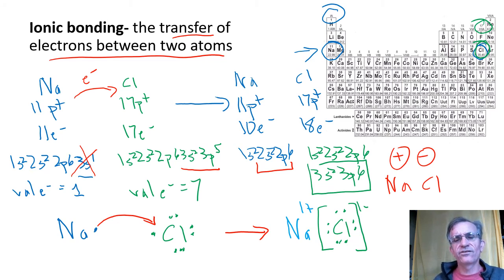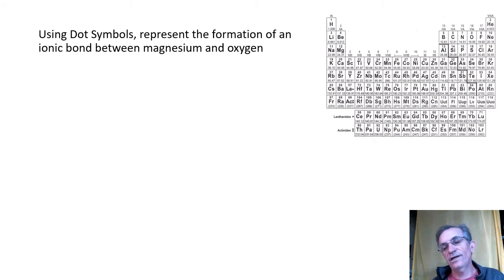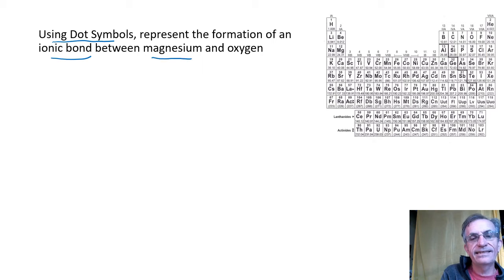Let's talk about another example. Let me flip over and we'll do one more here. So we're trying to understand what happens in an ionic bond. And this question says represent, using dot symbols, the formation of an ionic bond between a magnesium and an oxygen. So let's draw them out.